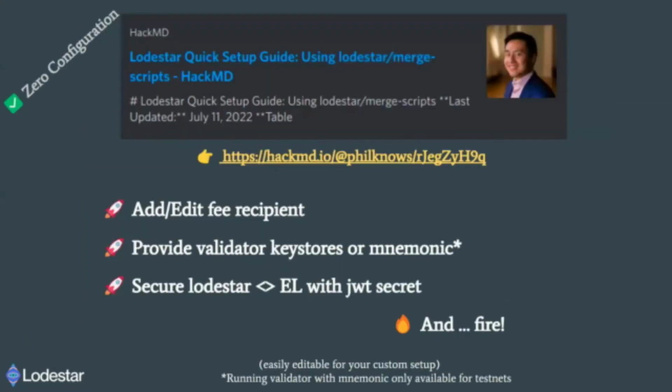And for that, we have a very easy, quick setup guide using our merge scripts that has been written by Phil. All you need to do is edit your fee recipient. You just tell it you want to run the validator with key stores or a mnemonic. Mnemonic is only supported on the testnets. You just need to secure your Lodestar EL communication with a JWT secret, and you fire the command, and everything else will be done for you. All the configuration will be pulled, all the images will be pulled for you, and they all will be spun up.